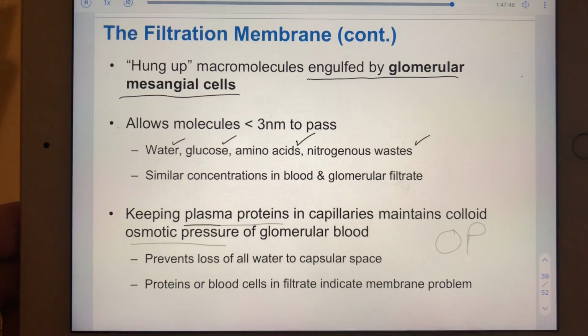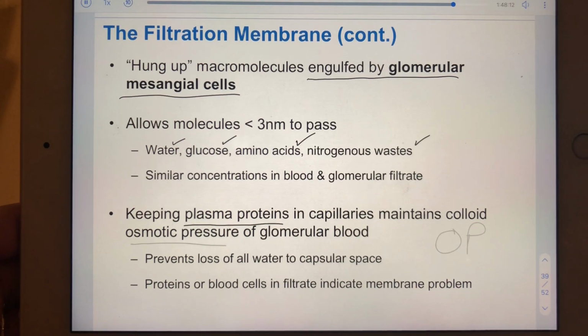Plasma proteins, however, are too large, and they stay behind. They also keep behind with them anything that's bound to them, okay? Certain drugs, for instance, will bind to proteins, okay? And those will not get stripped via filtration from the blood, okay?